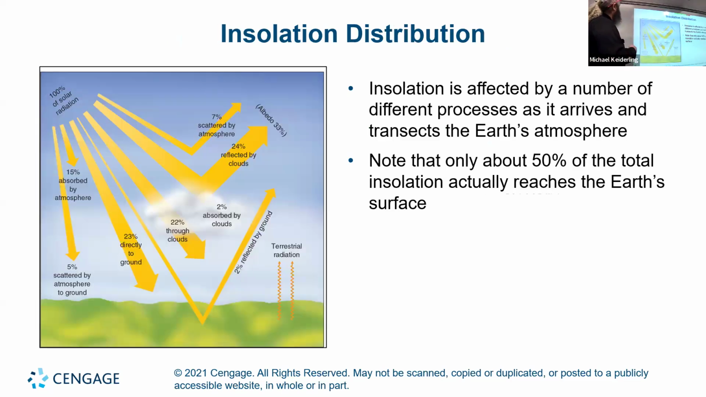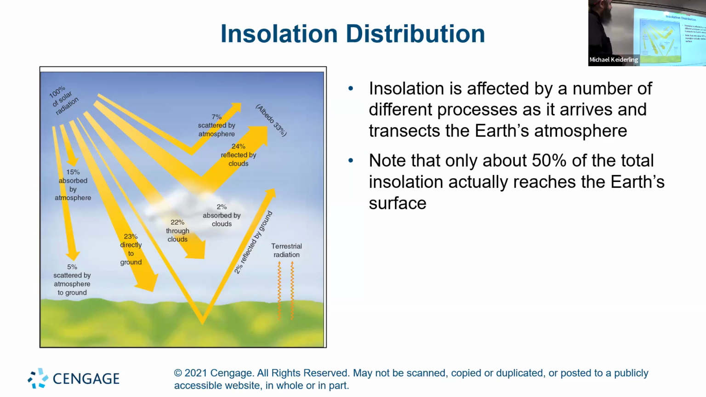So if we look at the incoming solar radiation, about 7% is scattered away by the atmosphere, about 24% gets reflected by clouds, and another 2% gets reflected by the ground. That all together is what's known as the albedo, the amount that is reflected. So the albedo for Earth is about 33%, about a third of the light that hits the Earth gets reflected back. Venus, on the other hand, has an albedo of about 70%. It's why it's so bright in the sky, because about 70% of the light that hits it gets reflected back. So it's a very bright object.